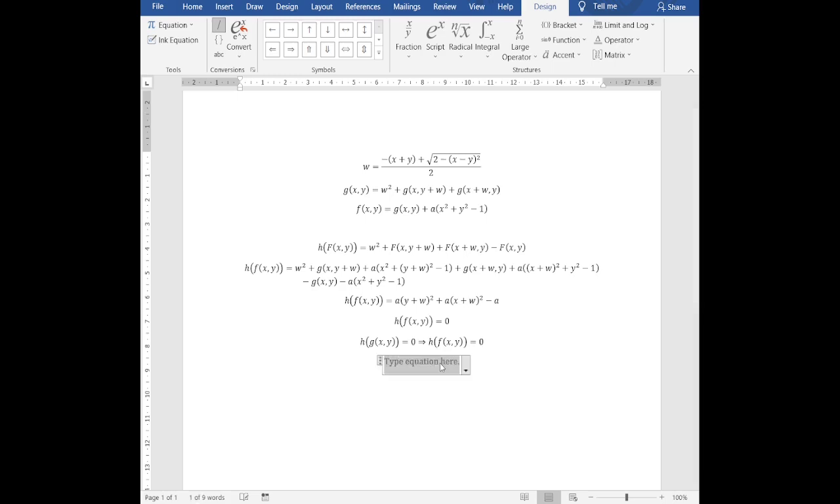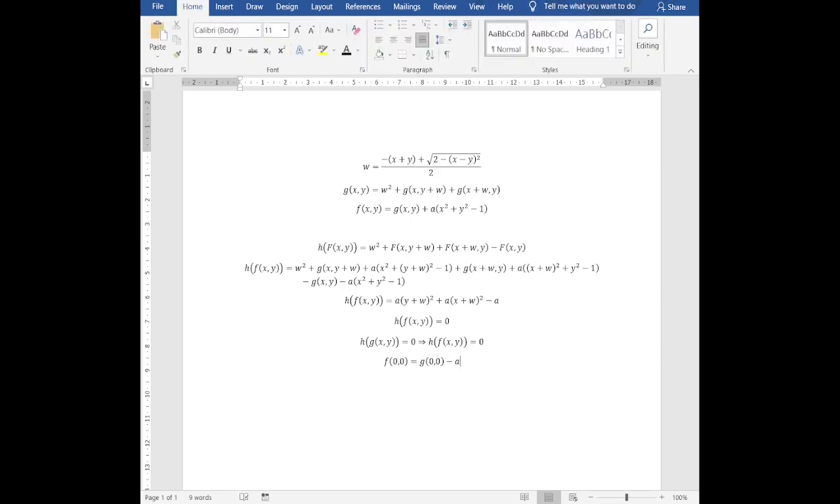So let's now consider f at 0, 0. Well, that's going to be equal to g at 0, 0 plus something. So let's substitute in 0, 0, so those both disappear. Pull out this minus 1. And there we have it. That is our proof that there exists no unique solution to f for this equation.